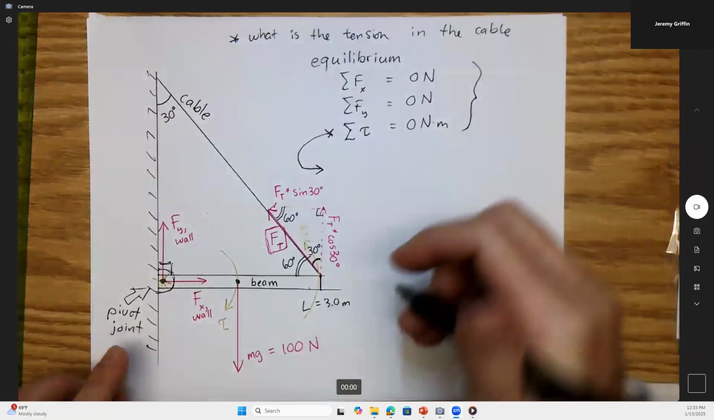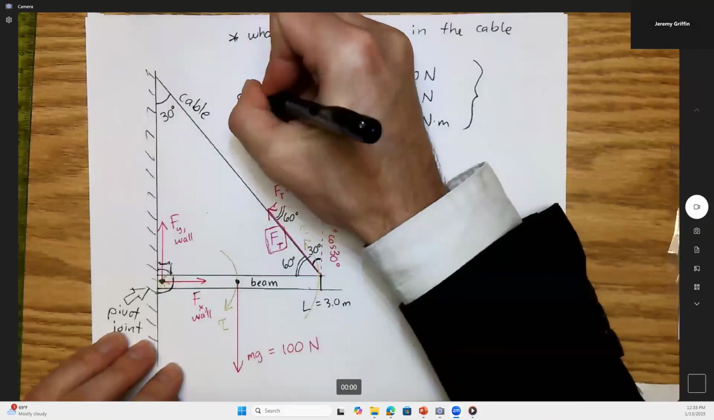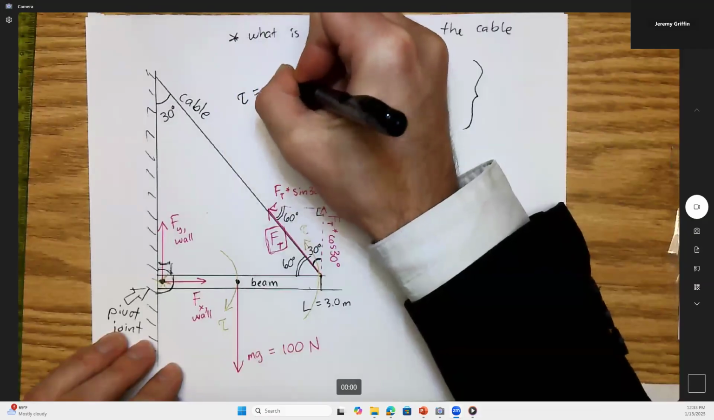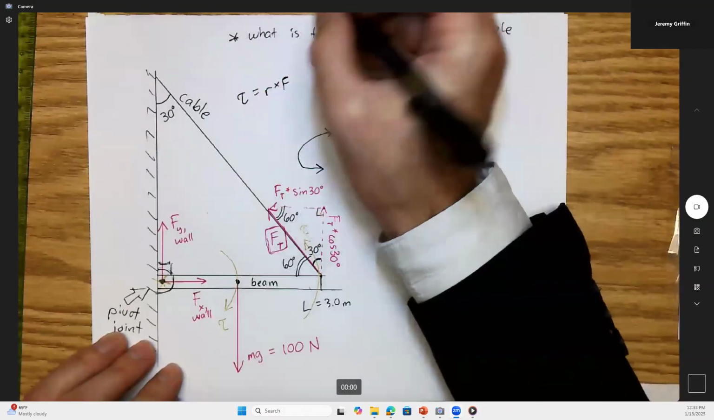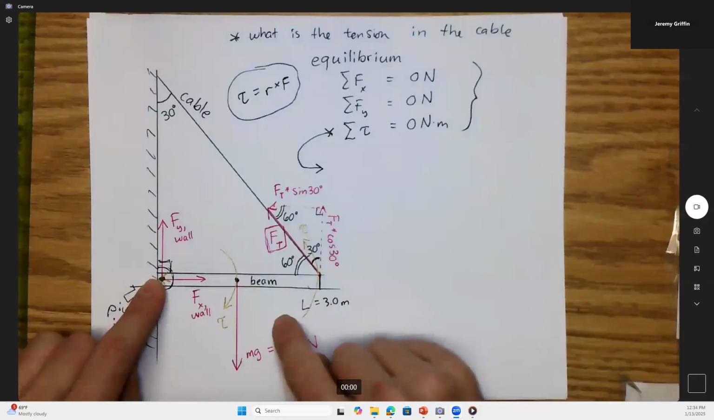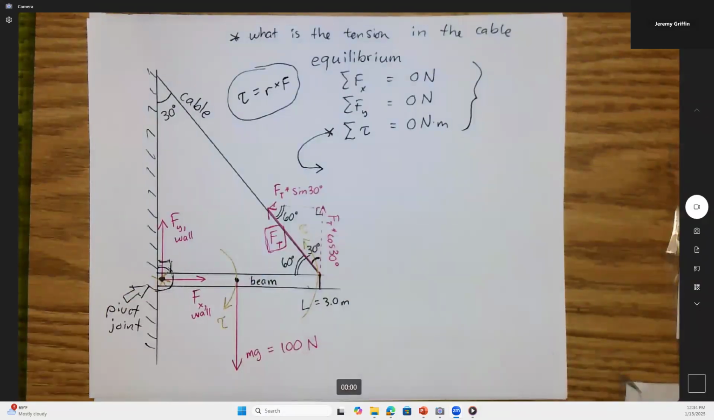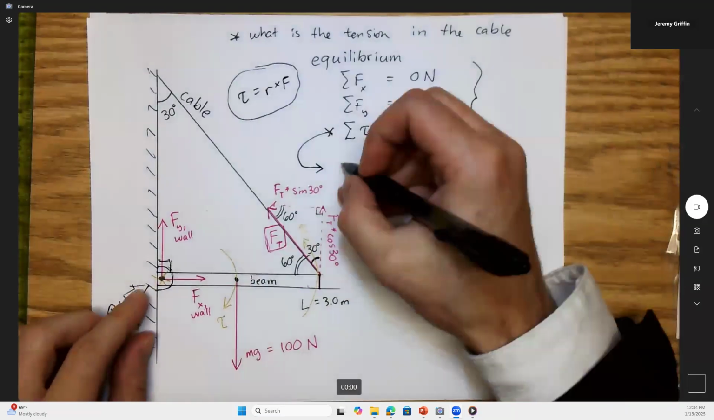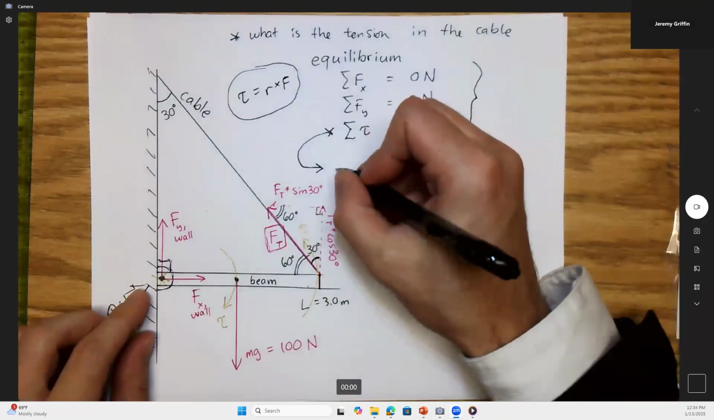So you guys remember, of course, torque equals R cross F. I should have asked you guys; you would have said that, right? Torque equals R cross F. And we have two of them. We've got one clockwise, one counterclockwise. They're going to zero out. That's the whole premise right here. So let's do R cross F.